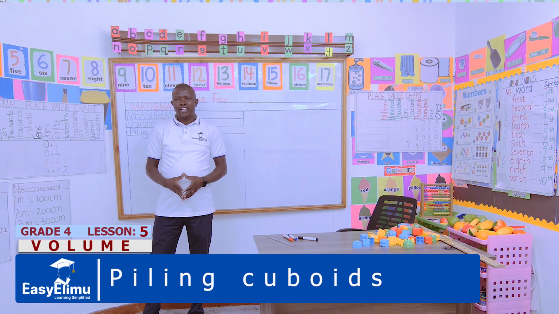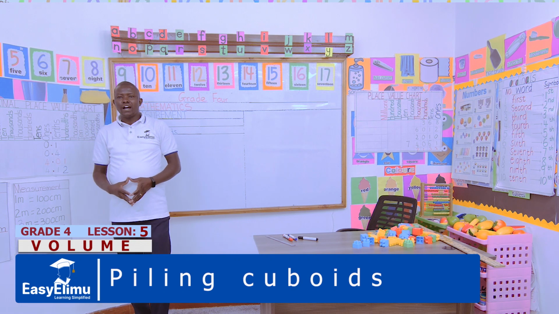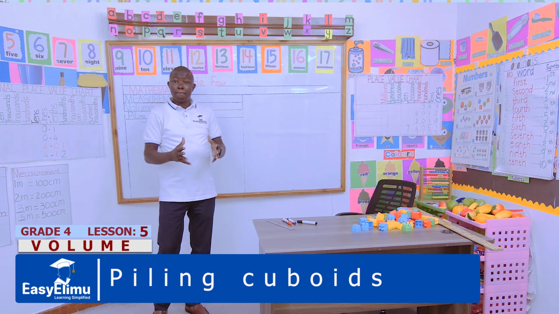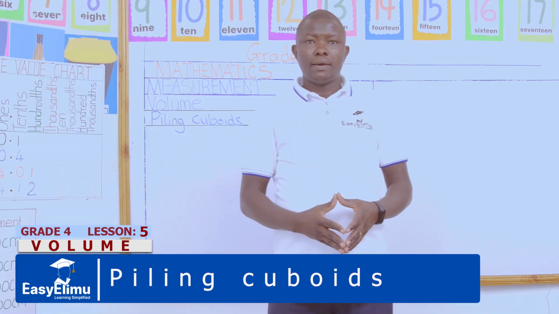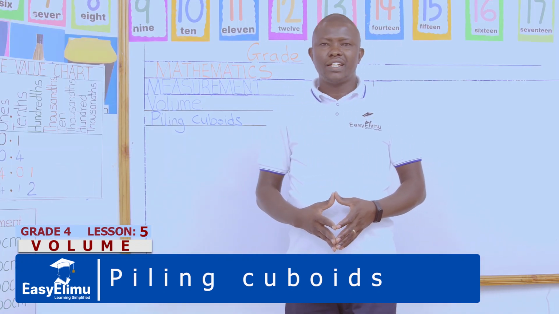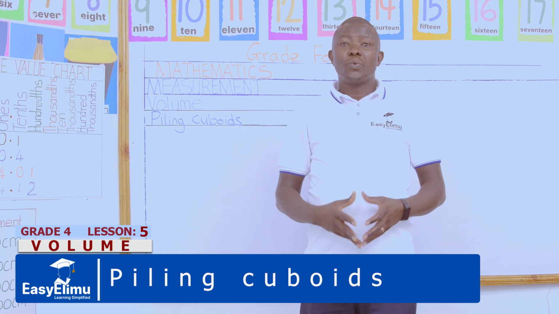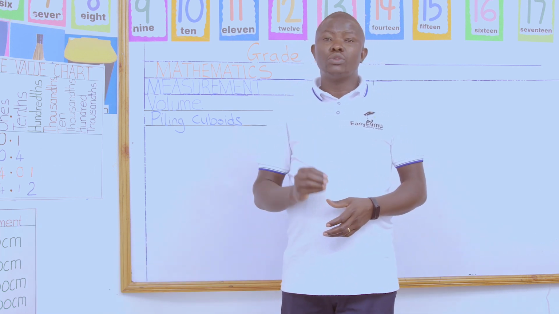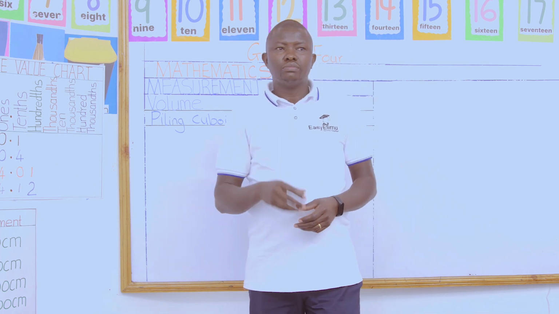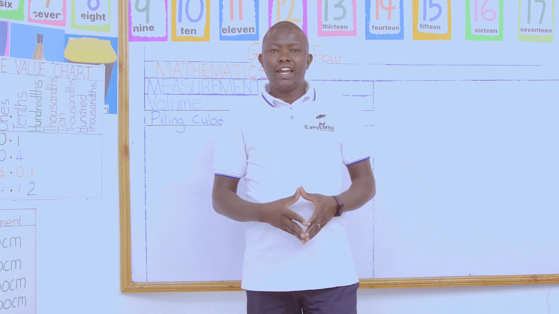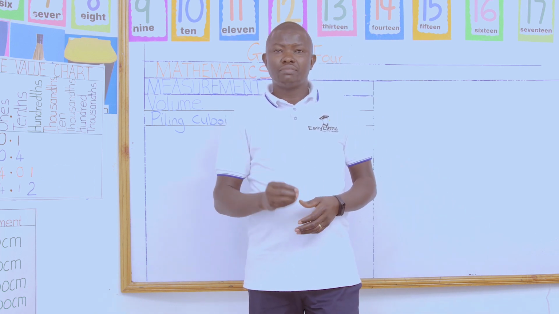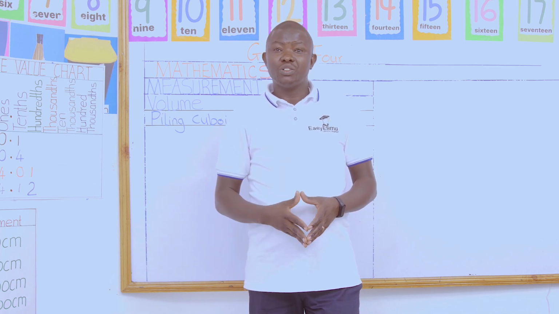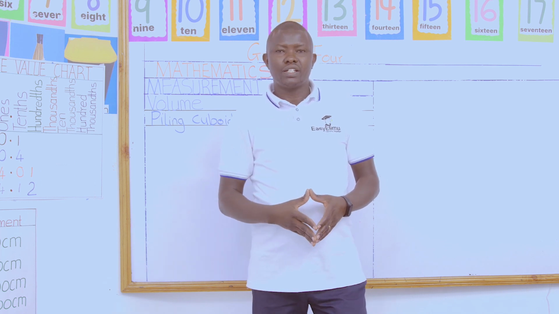In our lesson for today, grade 4 mathematics, we are on volume, and today we'll be piling cuboids. In our previous lesson, we learned how to look for the volume of cubes. To start off, here is a question: how do we work out the volume of cubes and cuboids?